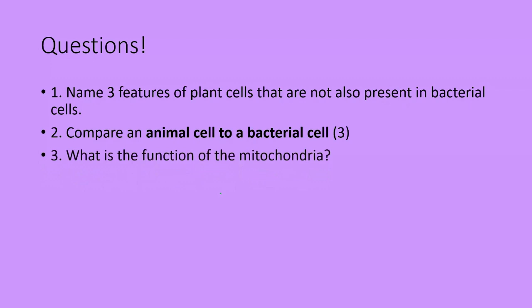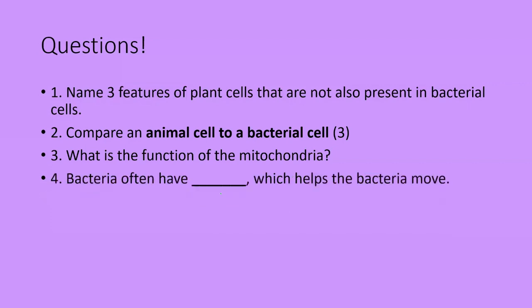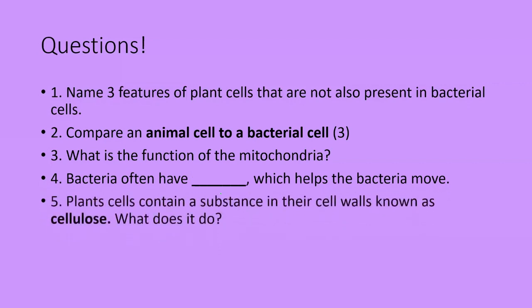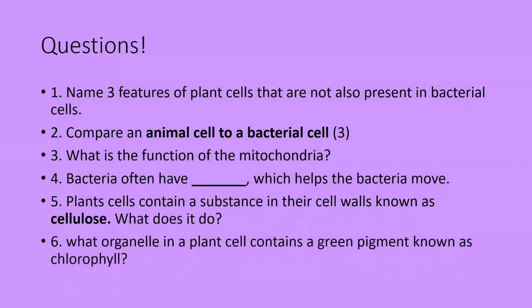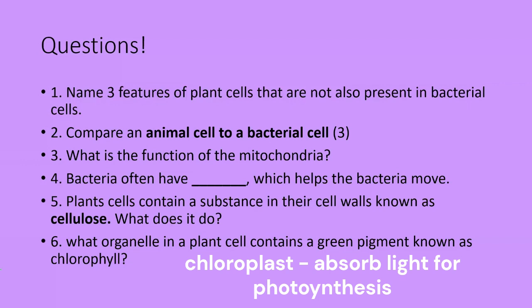Right, let's have a look at the next question. So the function of mitochondria is to release energy because this is where aerobic respiration happens. Bacteria often have something which helps bacteria move. So they have a flagella, which contains hair-like structures to enable it to move. Plant cells contain a substance in their cell walls known as cellulose. So cellulose basically strengthens the plant cell. It just makes sure everything is contained within the cell. What organelle in a plant cell contains a green pigment known as chlorophyll? It's a chloroplast. So it's pretty easy to remember because they both have the same prefix.